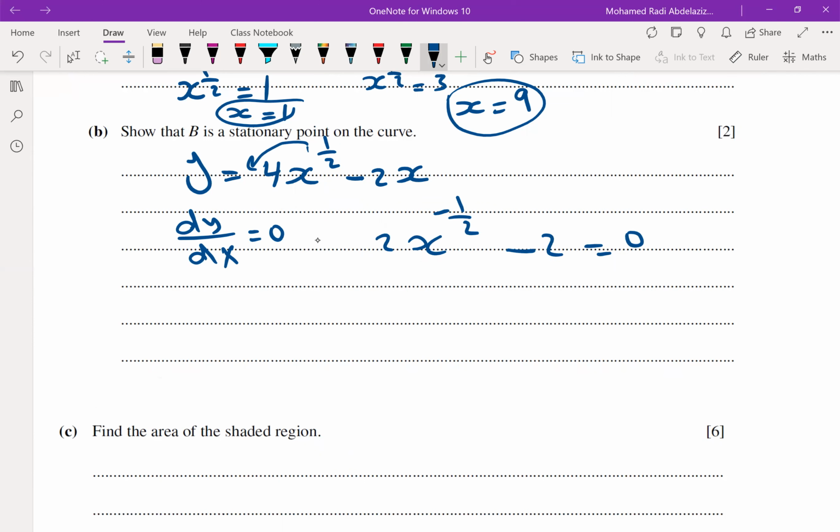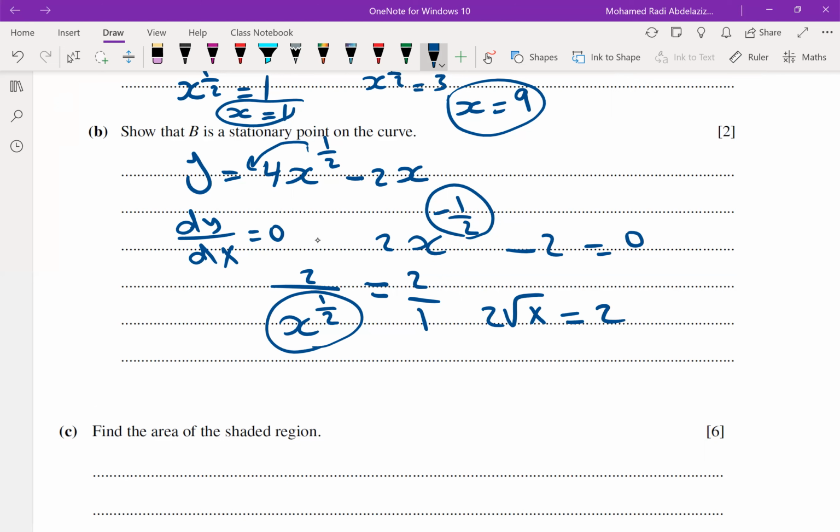How do we solve this equation? To solve an equation, the power has to be positive, so write it in the denominator: 2 over x to the power of half, or root x, is equal to 2. Then use cross multiplication: root of x times 2 is equal to 2, divided by 2, root x is equal to 1. Squaring both sides, x is equal to 1, which is the x coordinate of B.